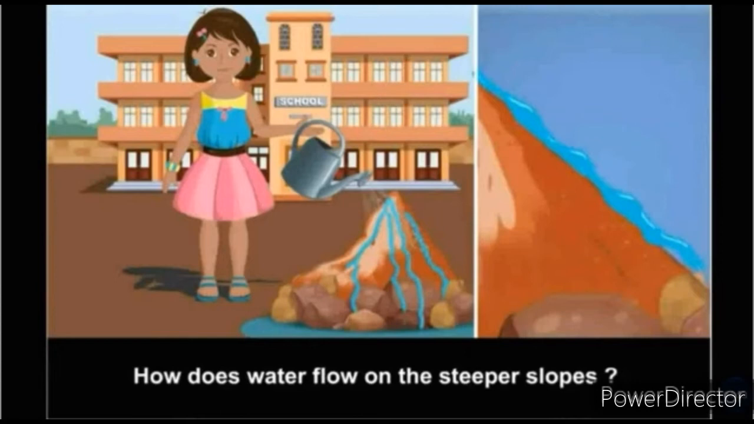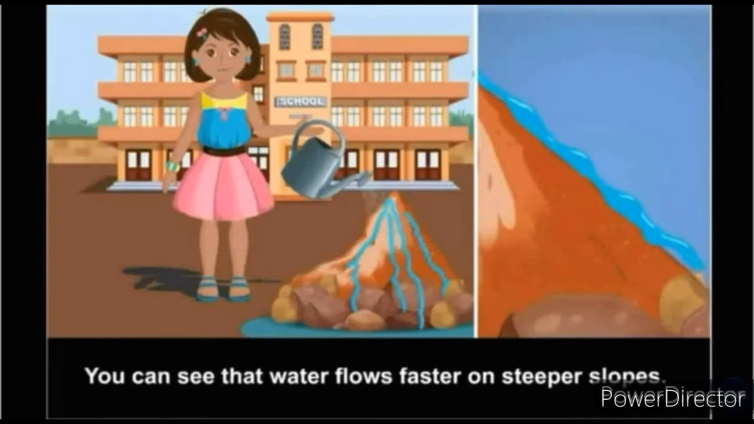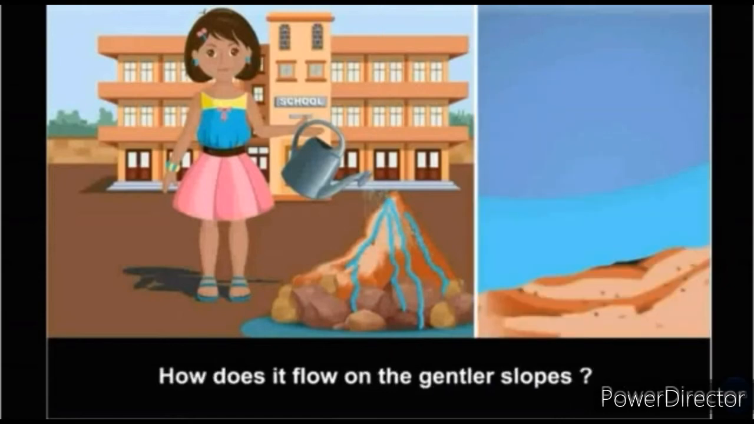Second one, how does water flow on the steeper slopes? Steeper means falling quickly. See the side of it, it is falling downwards. You can see that water flows faster on the steeper slope. Slope means going downward. The water also moves fast on such a slope. Okay, can you see?